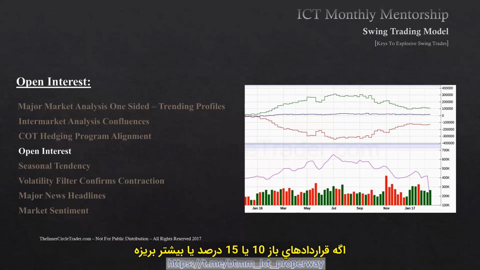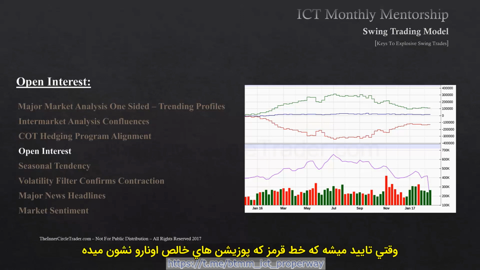If open interest declines 10 or 15% or more, that's indicative of commercial short covering. If there is a reduction of open interest, that shows their unwillingness to offer liquidity or expect lower prices, because they think that prices are going to go significantly higher. Otherwise, they would hold on to their open positions in their heavy net short position.